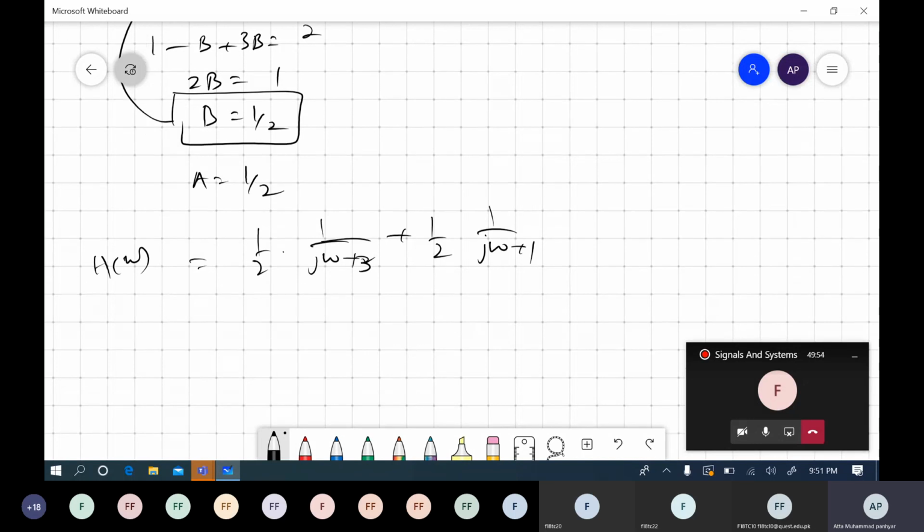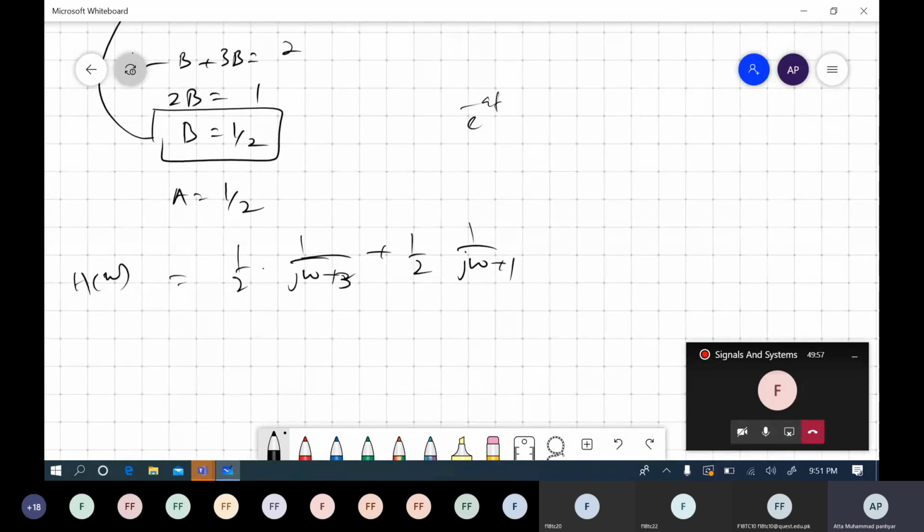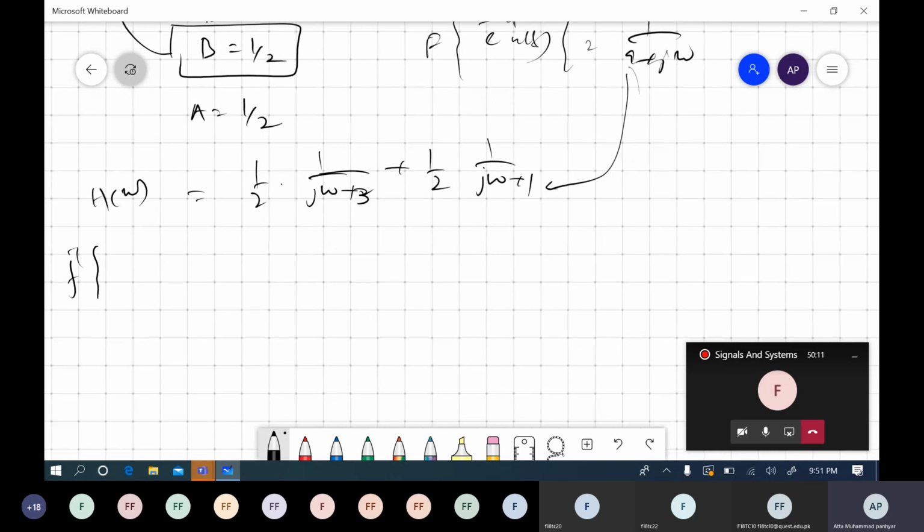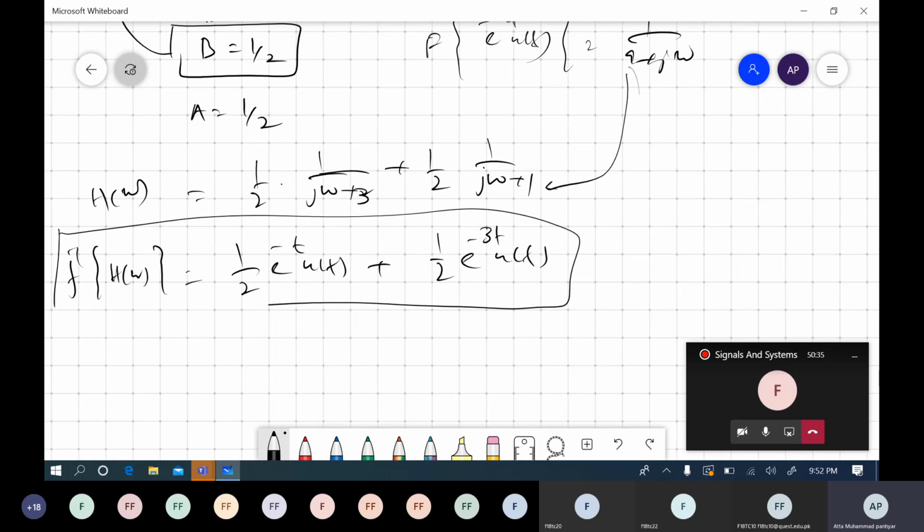which is H of j omega, right? Now if you remember, e to the power minus at u of t, if you compute the Fourier transform of that signal, it is equal to 1 over a plus j omega. Now you can see that the value of a is 1 here and the value of a is 3 here. So the inverse Fourier transform of H of omega is 1 upon 2 e to the power minus t u of t plus 1 upon 2 e to the power minus 3t u of t, right? So we are going to stop here, and in the next class we will continue this discussion, right?